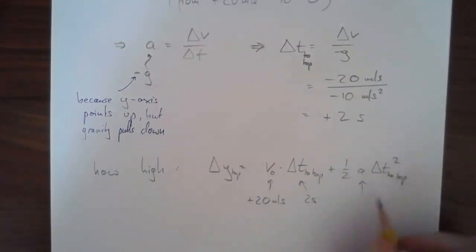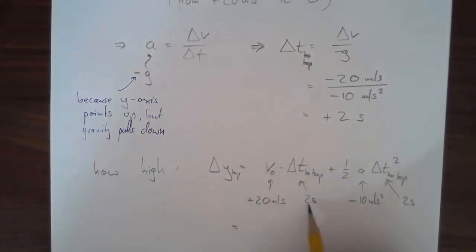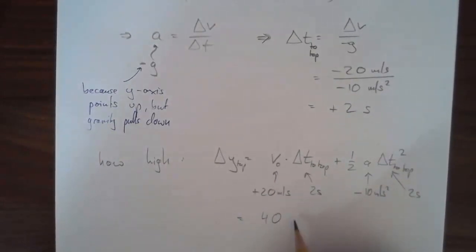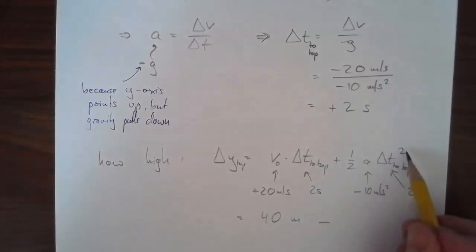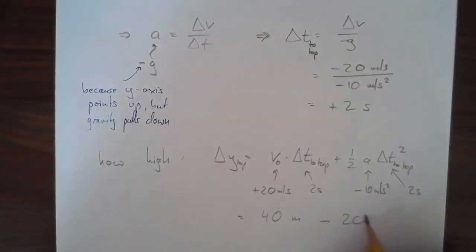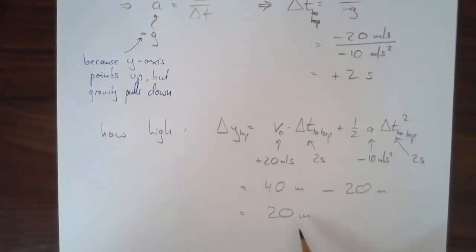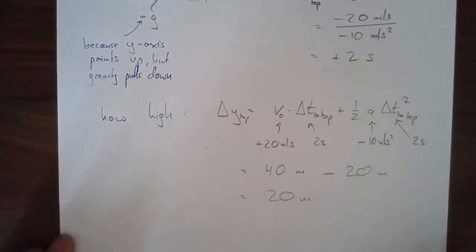Half is a half. A is minus 10 meters per second squared. If you don't have the minus sign there, you're going to get the wrong answer. And then this one is again 2 seconds. Let's work this out. I've got 20 times 2. That's 40 meters. Then there's a minus sign here, minus 1/2 times 10 times 2 squared. This is 5 times 4, it's 20 meters. So the answer is going to be 20 meters. So the top of the flight of the rock is 20 meters above the starting point.